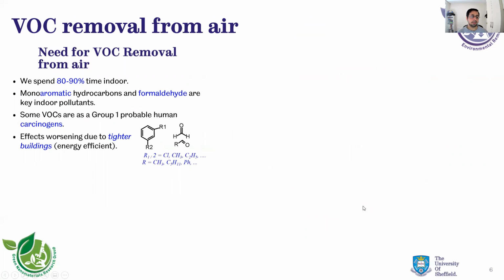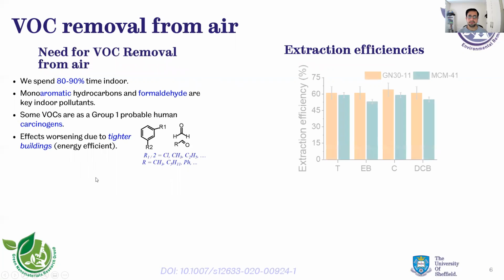Finally, briefly, let's look at the use of these materials for VOC removal. And again, the strategy has been identifying the right functionalization of these materials. So we've been focusing on monoaromatic hydrocarbons and formaldehyde as they are the key indoor pollutants. And as we're spending more and more time indoors with tighter buildings for energy efficiency, the influence of these contaminants is causing a big concern, especially because they are categorized as carcinogens.